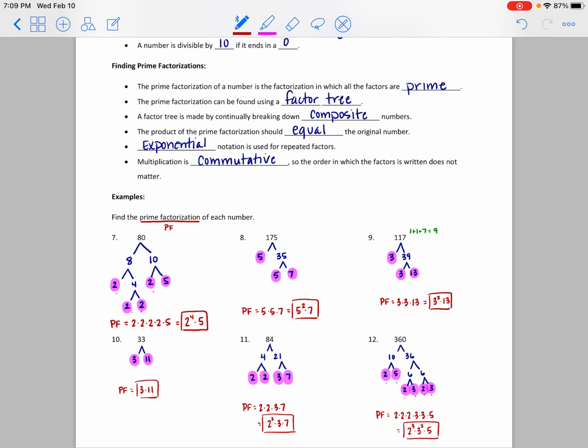All right, so there it is. Prime factorization, prime numbers, composite numbers, and factors. It's a lot to take in, but I think you've got enough to get going on your practice assignment.